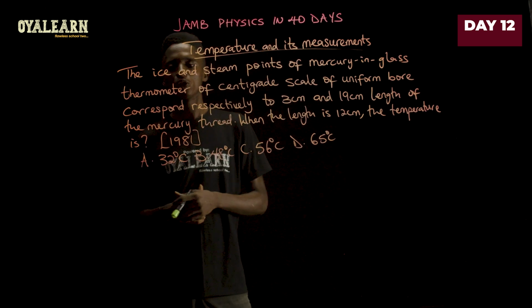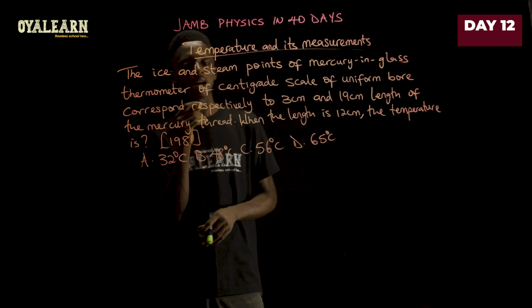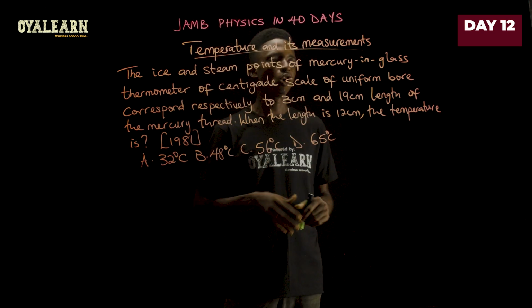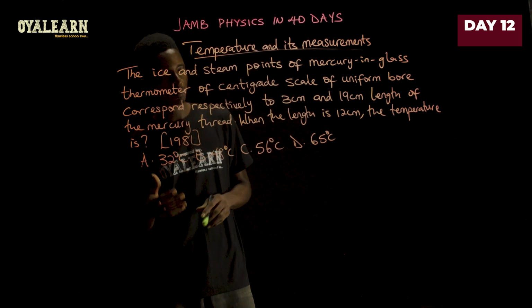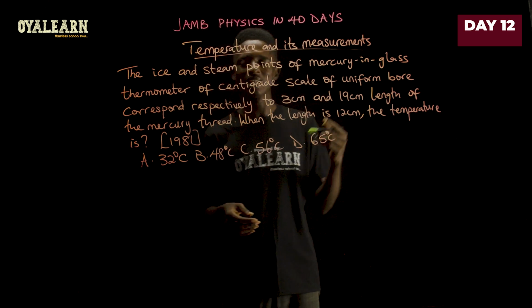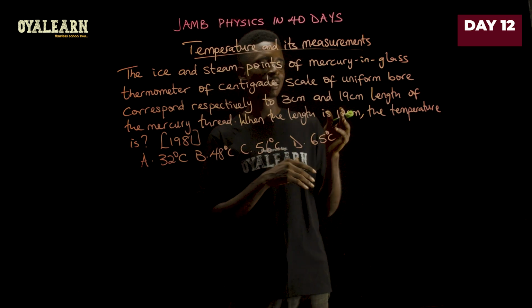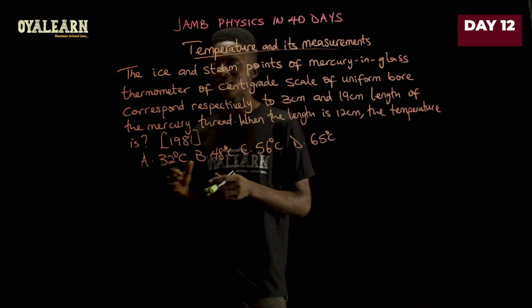In this question, we're told the ice and steam point of a mercury in glass thermometer of centigrade scale of uniform bore correspond respectively to 3 centimeters and 19 centimeters length of the mercury thread. So when the length is 12 centimeters, the temperature is?